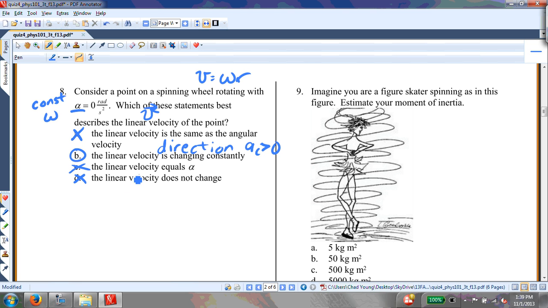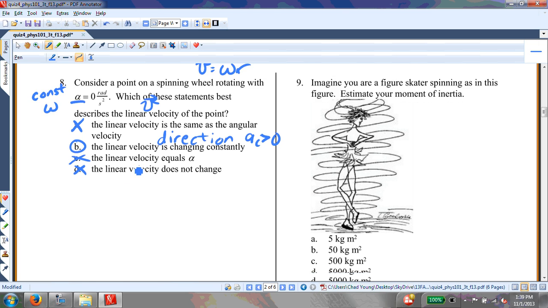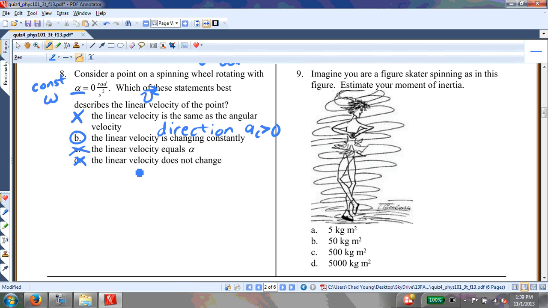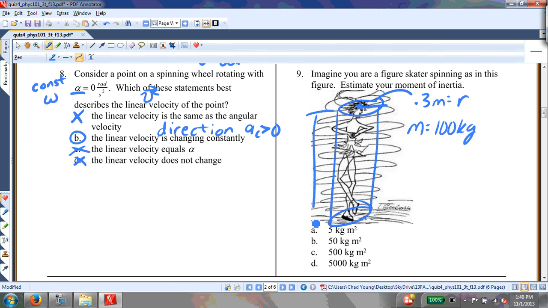Imagine you are a figure skater spinning as in this figure. Estimate your moments of inertia. So I consider myself to be a cylinder. As we did in class, let's say that the radius of that cylinder is 0.3 meters or 30 centimeters. And let's say that the mass of that cylinder is 100 kilograms. And we'll say that the height, actually let's say we don't need the height, that's all we need.